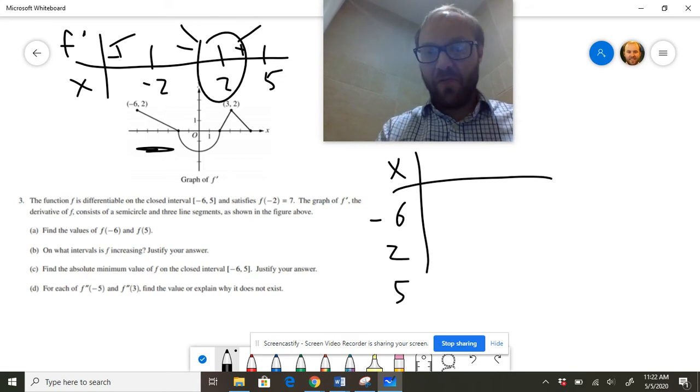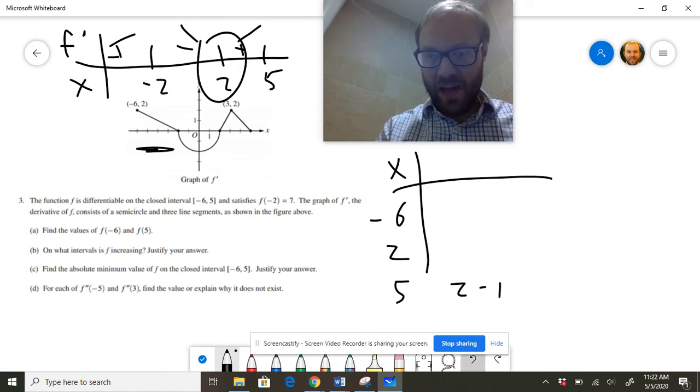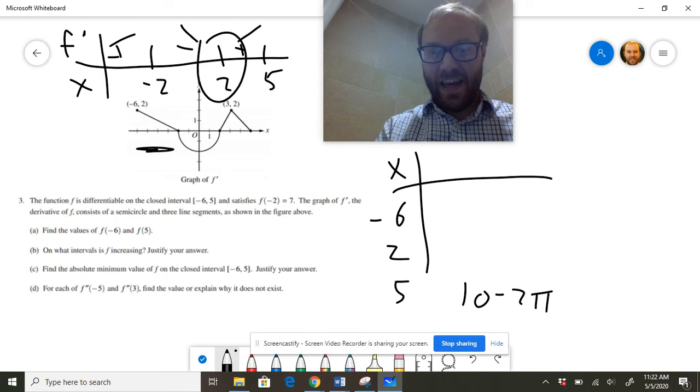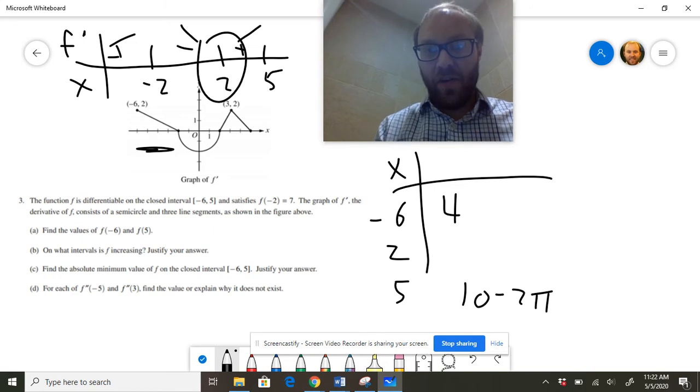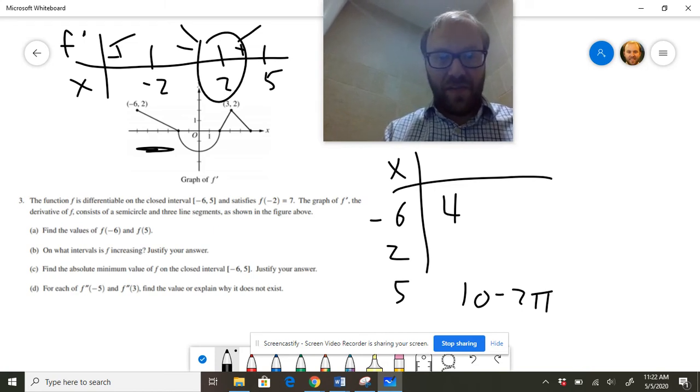So if you remember from before, f of 5 was equal to, I think it was 10 minus 2 pi. I really hope that was what it was. And -6, I believe it was 4. Okay, and we really just want to check the value at 2, and the minimum value of the function is just the lowest value out of all of those different values.